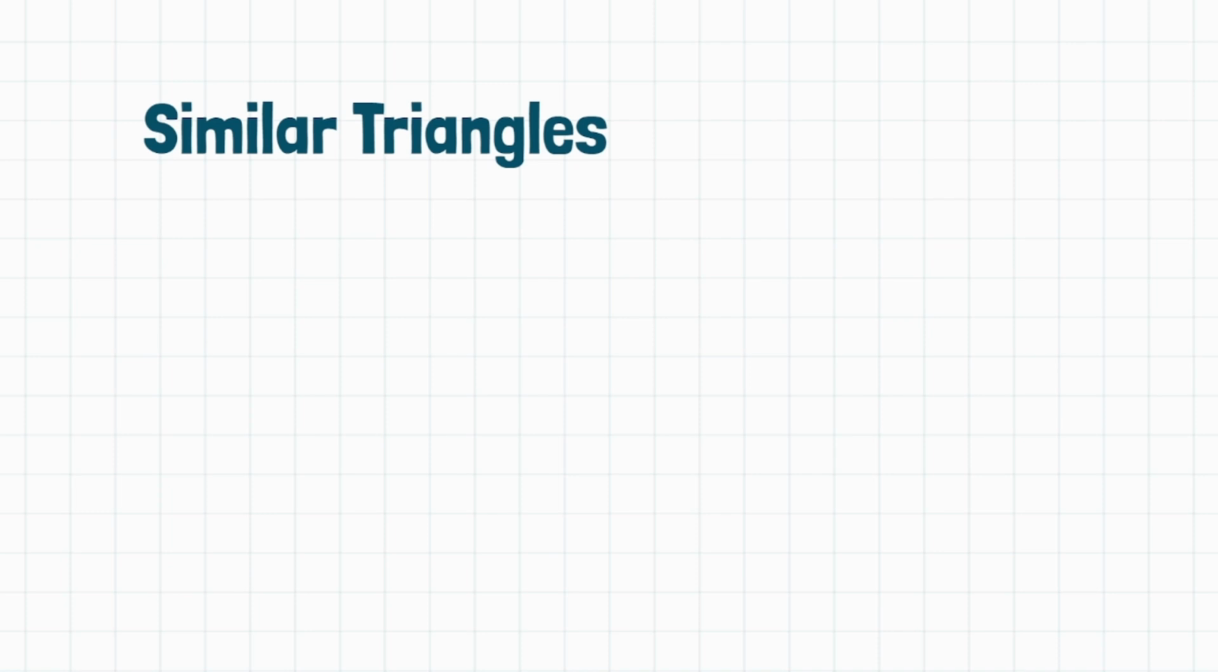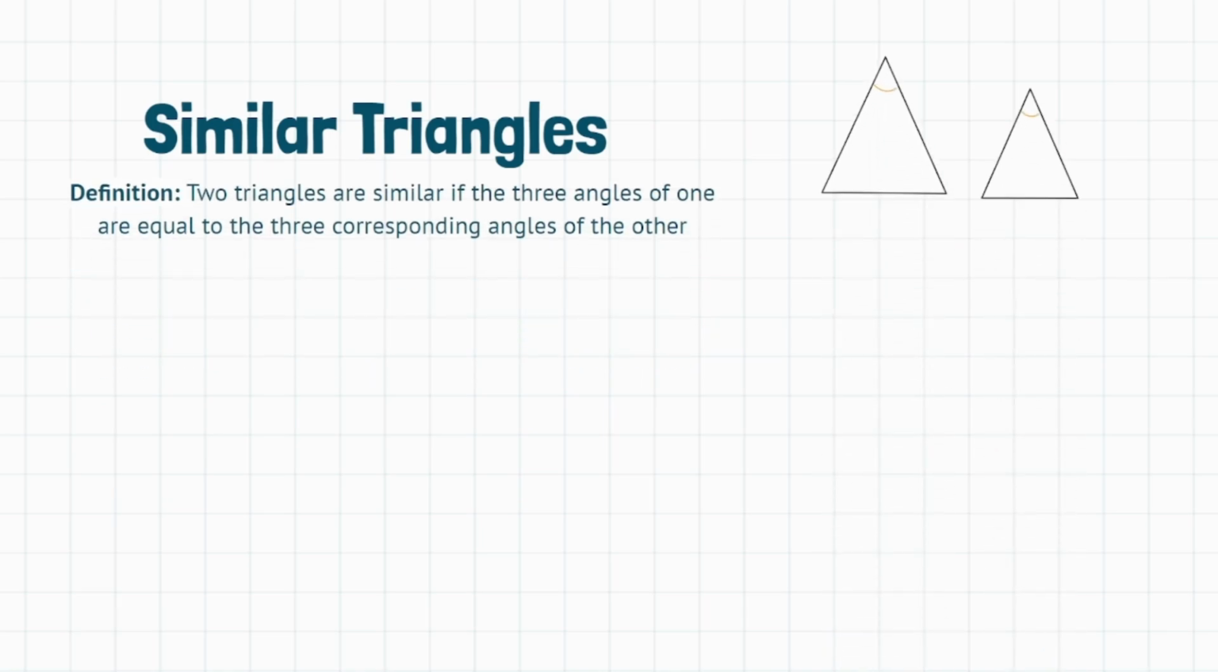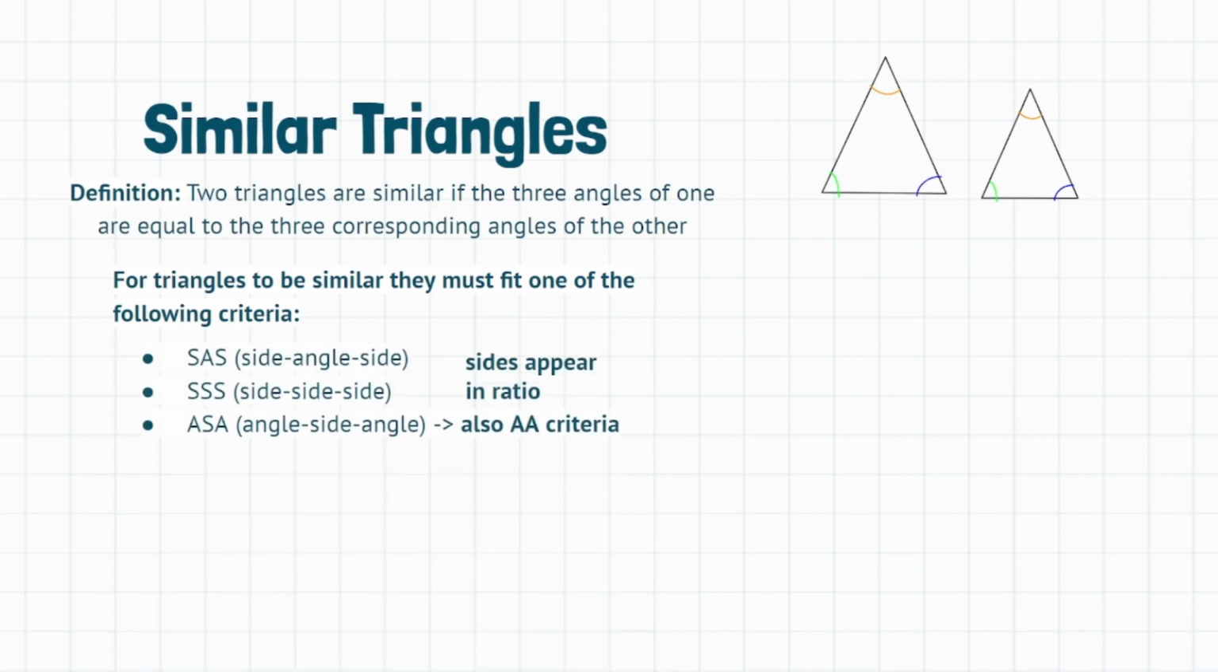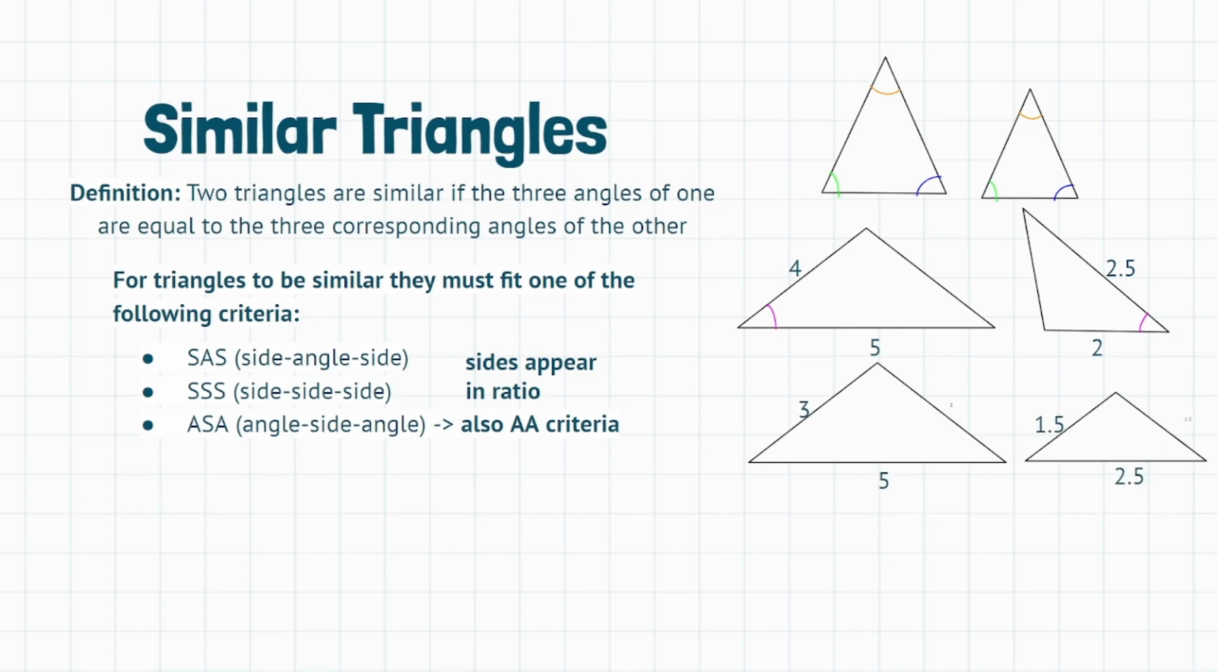We will now take a brief look at similar triangles. Two triangles are similar if the three angles of one triangle are equal to the three corresponding angles of the other. For triangles to be similar, they must fit into one of the following criteria. Side angle side criteria, where sides appear in ratio, side, side, side criteria, where sides also appear in ratio, or angle, side, angle criteria, which can be shortened to angle, angle criteria. This is because if two angles are equal, then the third corresponding angle must also be equal.